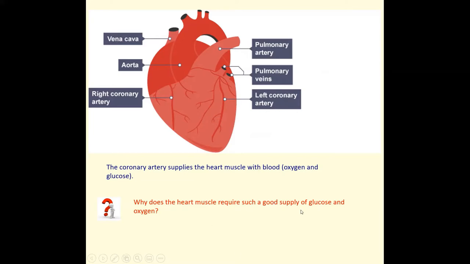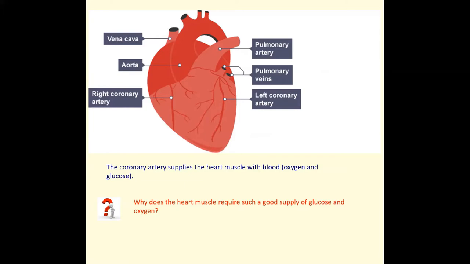Why does it need such a good supply of glucose and oxygen? Well, if you think about it, it is a muscle. It's working hard. It needs a lot of energy. In fact, it's probably the hardest working part of your body because it is beating an extraordinary number of times a day. And you can work this out yourself.